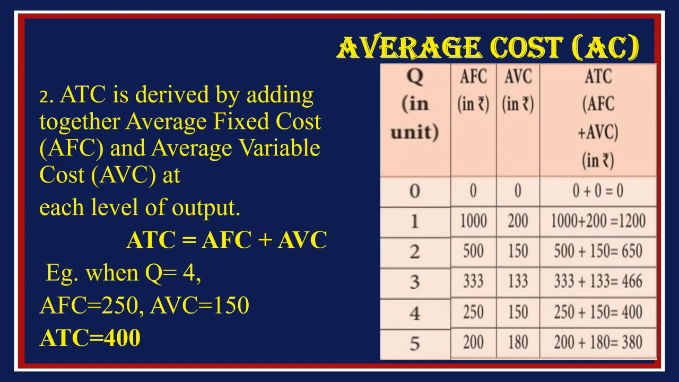Now let's look at the example of 4, the fourth unit of output. When Q is equal to 4, what is the AFC? AFC is 250, AVC is 150. So 250 plus 150 is equal to 400, which is our ATC.